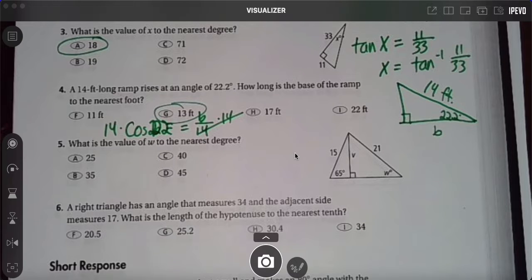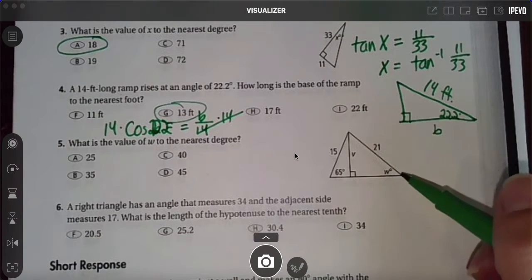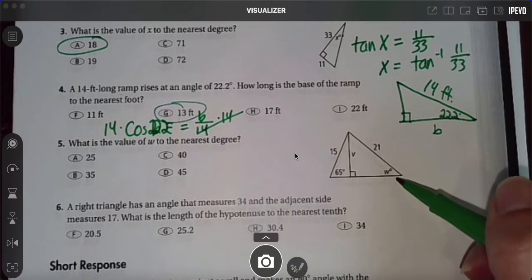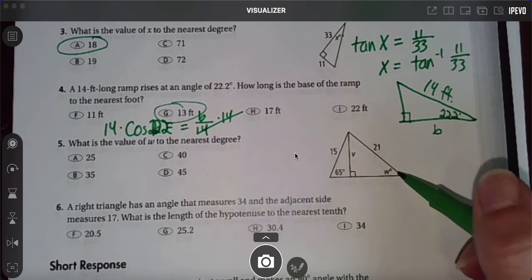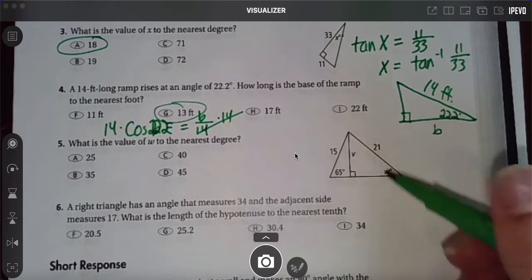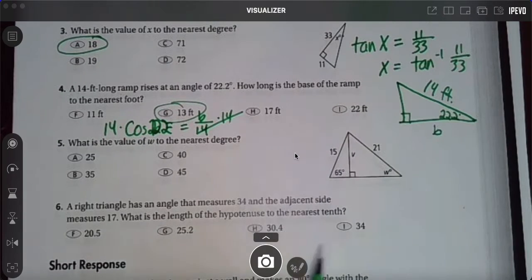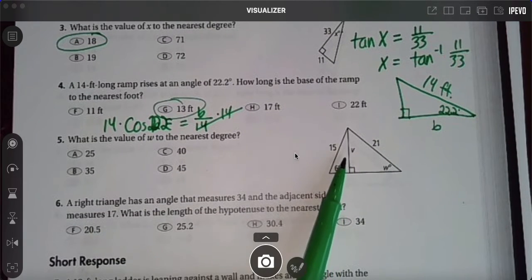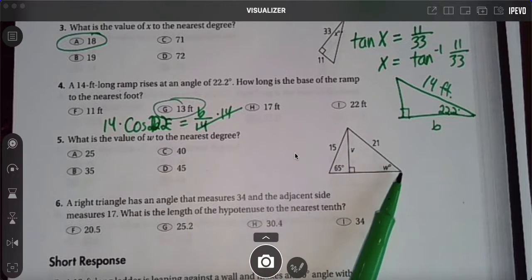Okay, let's do number 5. It says, what's the value of W to the nearest degree? I don't have enough information for W. I don't have the angle. I only have one side. I need a little more information. So the first thing I need to find is what? V. And then once I have that, then I can find W.